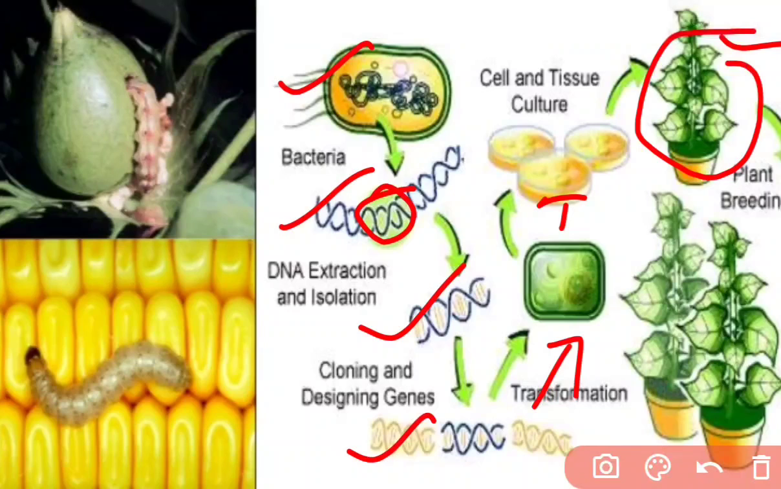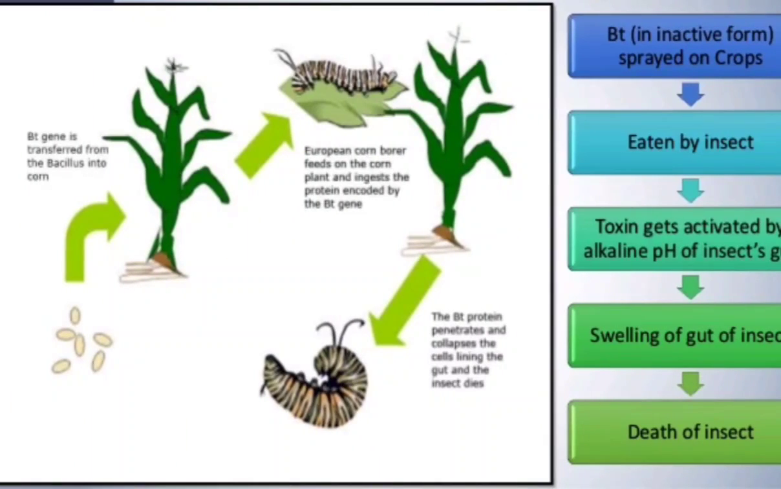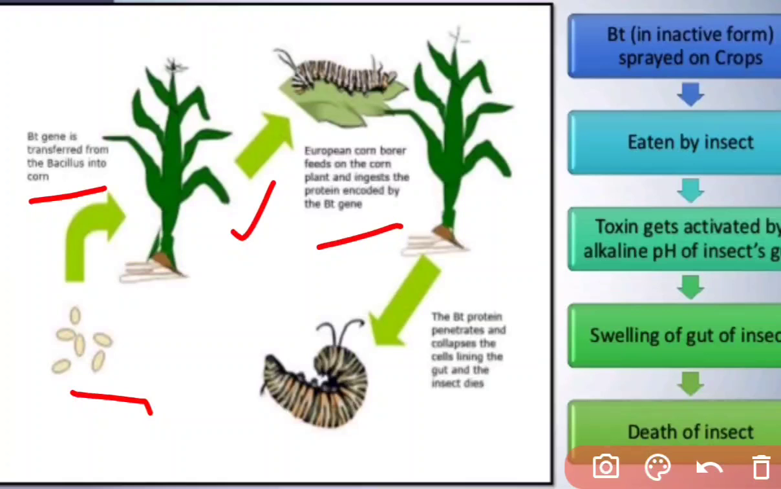They can produce BT toxin. So when the insect comes and feeds on this plant, the crystal which is actually produced by the gene will enter the gut and that will make the insect die. Now BT means Bacillus thuringiensis. A BT gene is transferred from the bacillus into the corn plant by the same process, and now the European corn borer feeds on the corn plant and ingests the protein encoded by the BT gene. Then that BT protein penetrates and collapses the cells lining the gut and the insect dies.